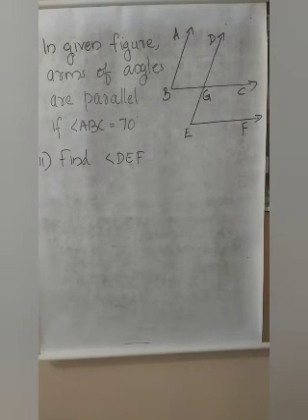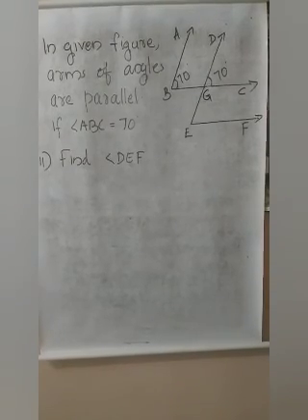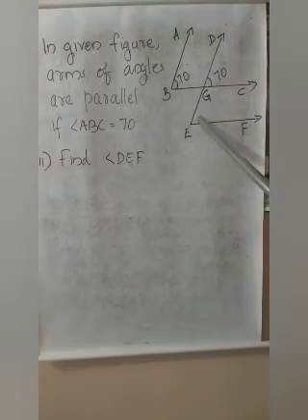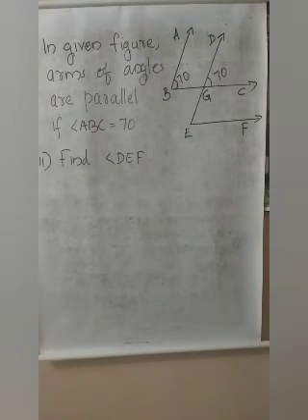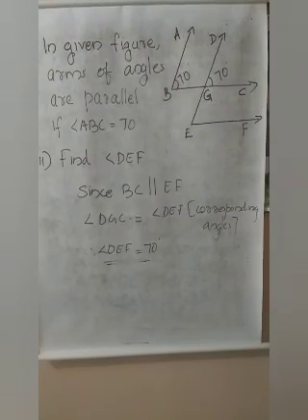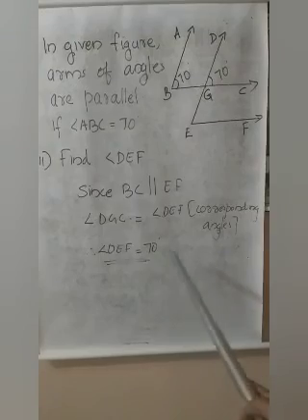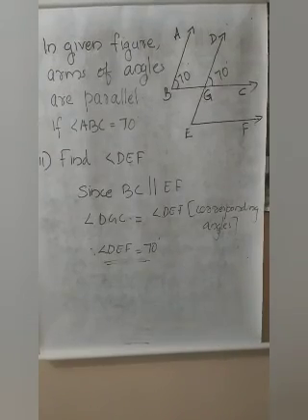Yes, they also form corresponding angles. Since we have BC parallel to EF, if this angle is 70, then this angle also will be 70 because they form a corresponding pair of angles. So we can say angle DEF is also 70. So we got angle DEF is equal to 70 degrees.